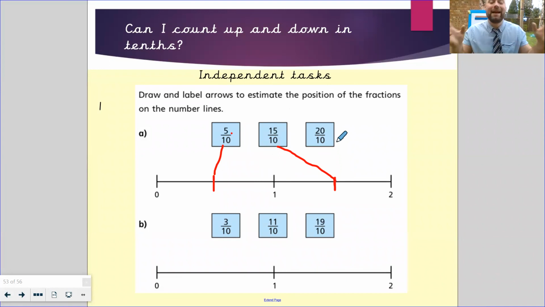And then 20 out of 10, that's telling us we've got two wholes there, haven't we? So 20 out of 10 would be on 2. 3 out of 10 here, a bit trickier, will probably be about here. Again, the denominator is larger than the numerator, so we haven't gone over 1 whole yet. Here, we've gone over our 10. We've gone over our 10 by 1. So it will probably be close to 1 there. And here we've gone over 1 by 9. So that's going to be closer to 2 wholes.